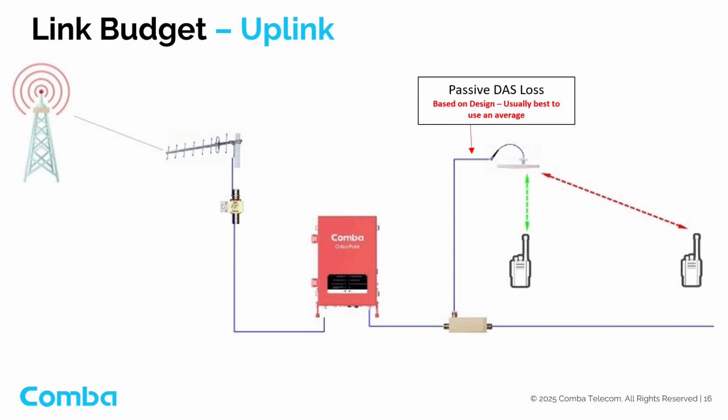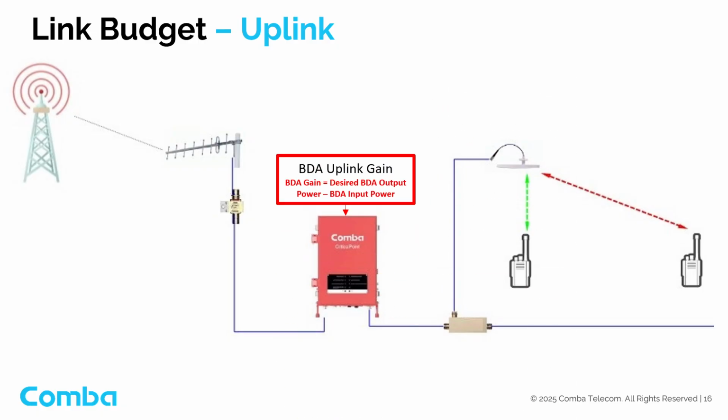Next, we account for passive DAS losses. We will use an average DAS loss, the same used in the downlink link budget. Next, we have the BDA, which amplifies the signal and provides gain in the uplink path. The BDA uplink gain should be optimized using the formula. The BDA uplink gain is equal to the desired BDA output power minus the BDA input power.